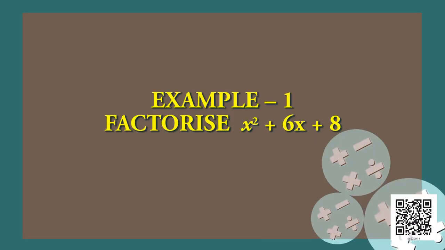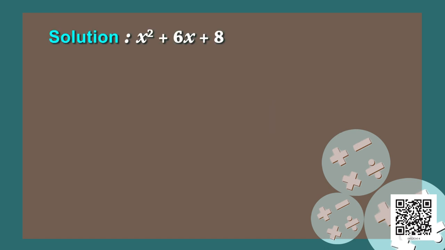Let us see how to do these things by observing an example. Example 1. Factorize x square plus 6x plus 8. Consider the given expression x square plus 6x plus 8. If we compare the right hand side of identity 4 with this expression, we find a into b is equal to 8 and a plus b is equal to 6. From this, we must find a and b so that the factors x plus a and x plus b can be obtained.